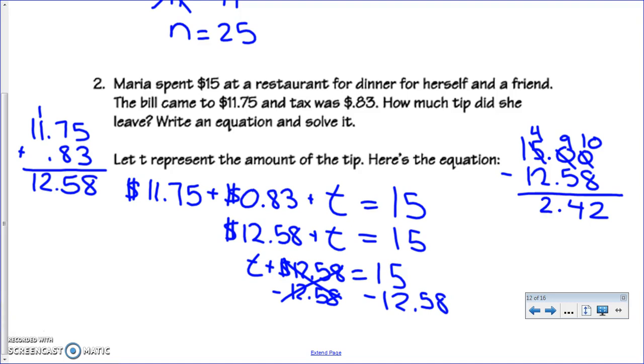So when we subtract $12.58 from $12.58, it cancels itself and t is by itself. Then we subtract $12.58 from $15 and we get the tip was $2.42. That way we've shown all our work and shown how to find the tip.